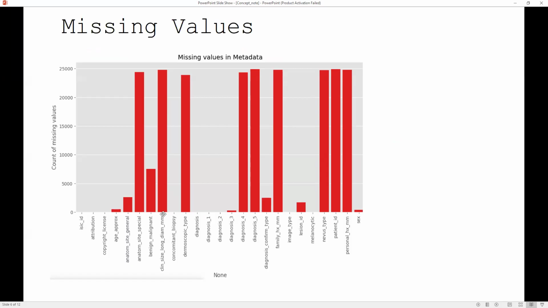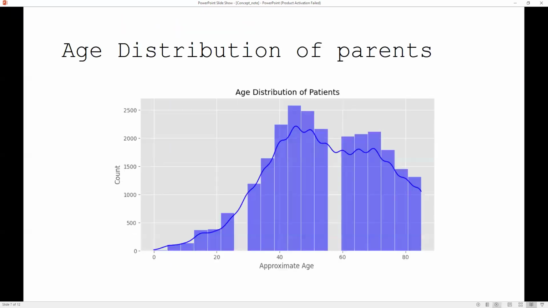So you get to realize that the clinical size long column had lots of data missing, around 25,000, together with the diagnosis confirm type and many others, the patient ID, and so on. So a lot of data is missing. Given that, we need to work on overfitting using different algorithms.